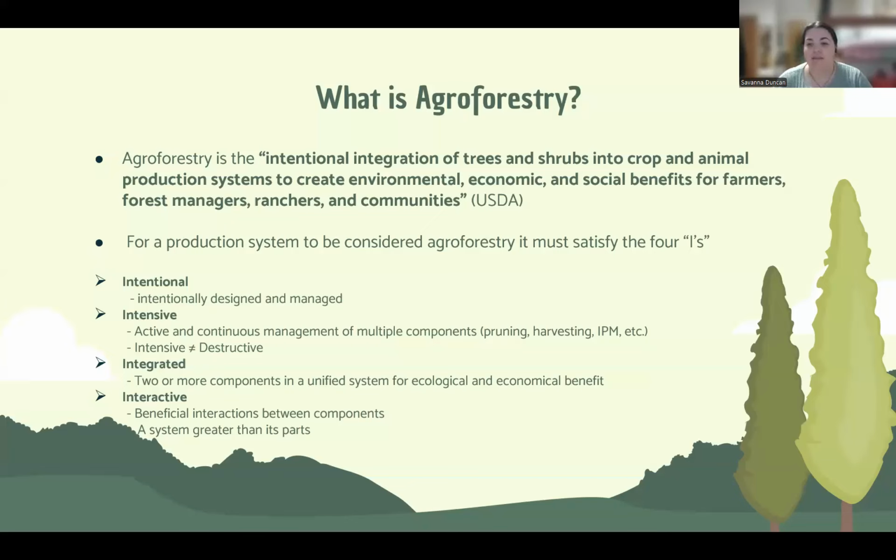And I'd like to clarify that agroforestry is by no means a new concept. This has been practiced by indigenous communities in the US and around the world for centuries.